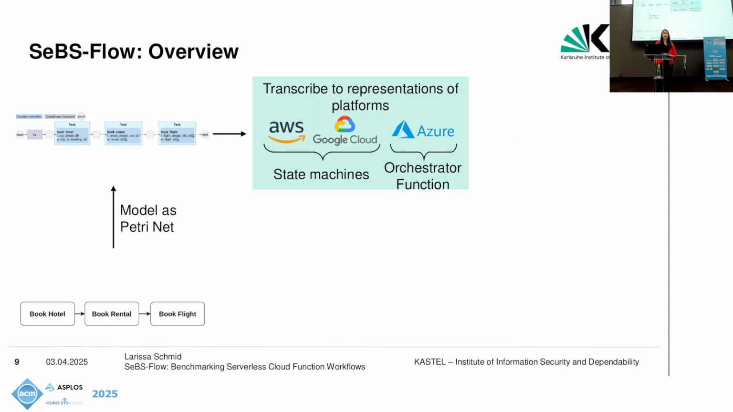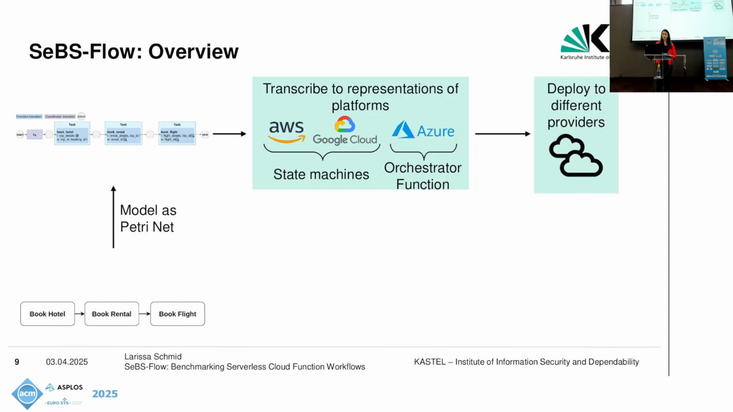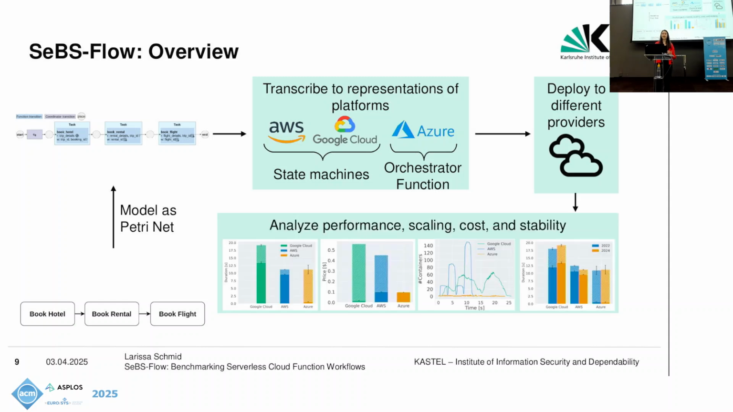So this is great. We can now model our workflows platform agnostically, and we can now go ahead and transcribe this to the representations of the different platforms. And we also evaluated our model by reviewing the literature on serverless workflows, and could show that we can actually express the workflows used in research at the moment, and that we also don't introduce transcription overheads when transcribing from our platform-agnostic representation as compared to natively implementing these workflows. So this is good. We can actually safely go ahead and deploy our workflows to the different providers, and are then able to analyze the performance, scaling, cost, and stability of the workflows and the workflow platforms.